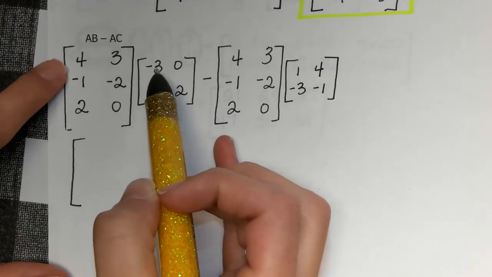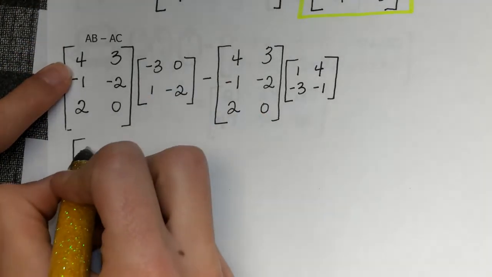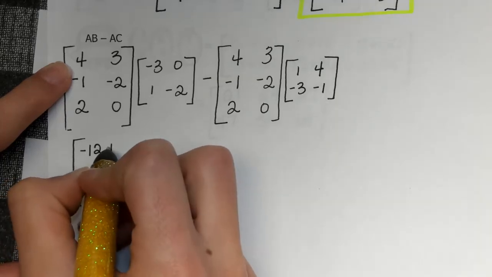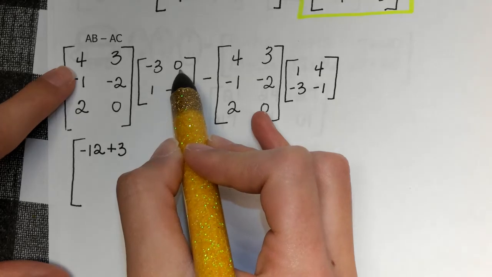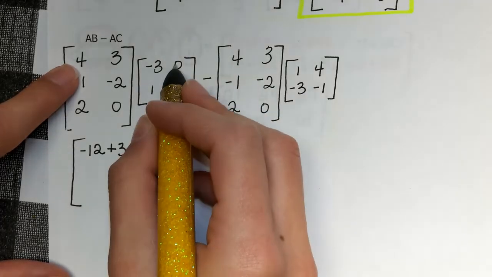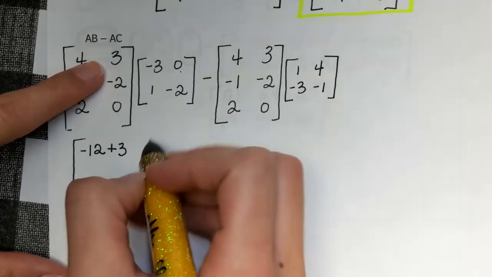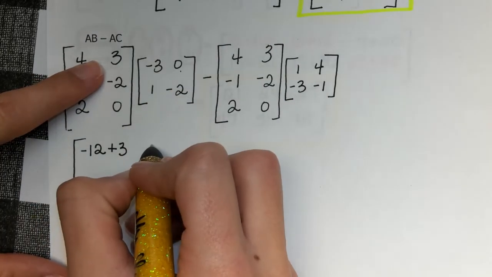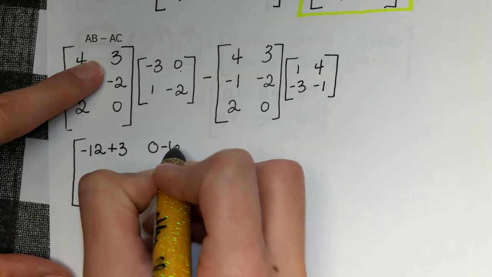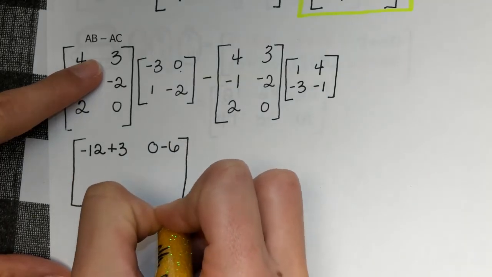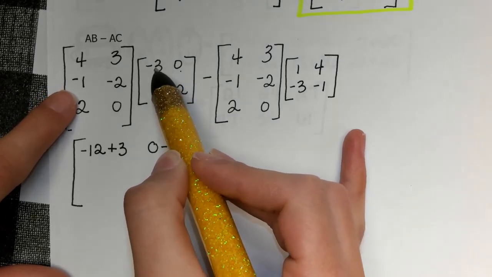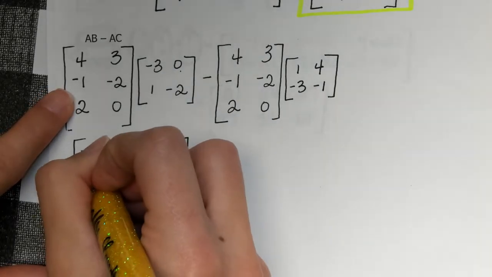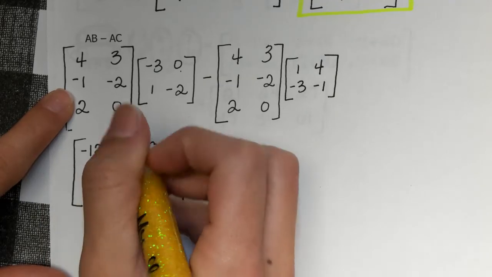So I'm going to have 4 times negative 3, which is negative 12, plus 3 times 1, which is 3. And then I'm going to do 4 times 0, which is 0, and then 3 and negative 2 is a negative 6. So if you need to put the 0 minus 6, you can. You don't have to put the 0, though. Okay, then negative 1 times negative 3 is 3, minus 2.